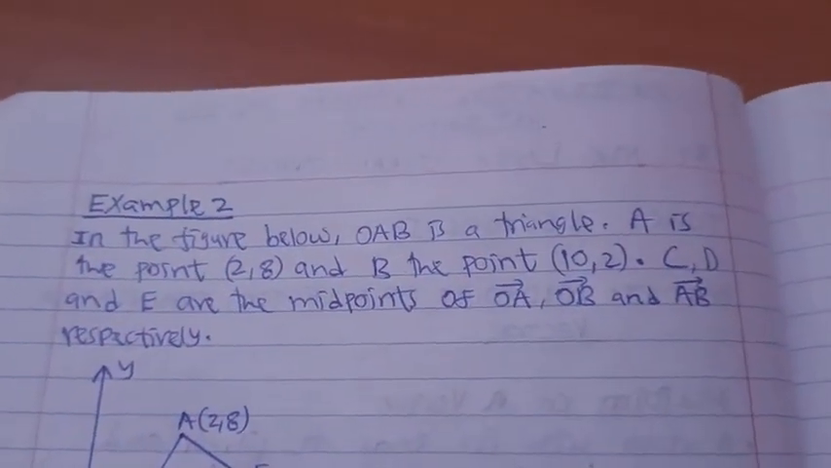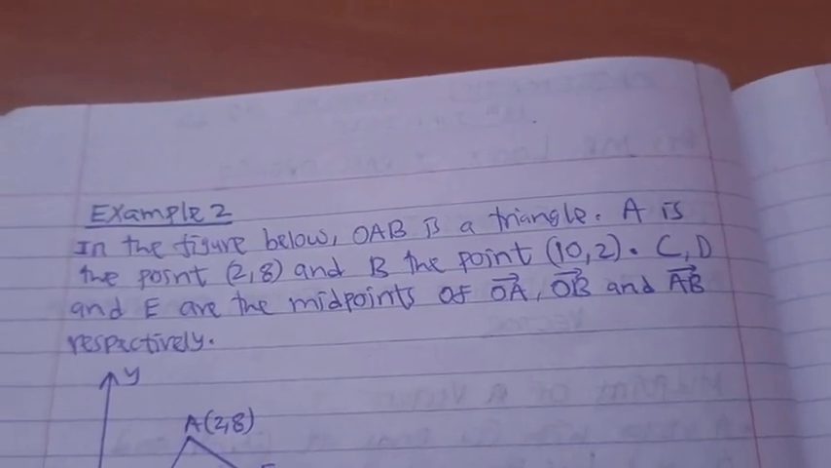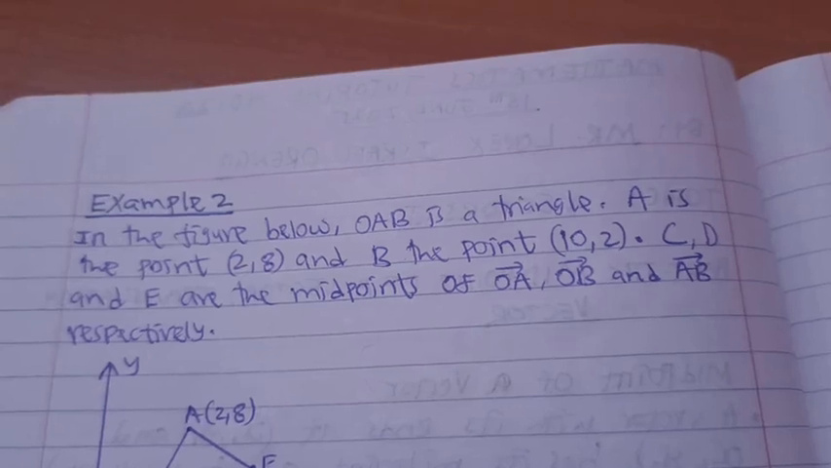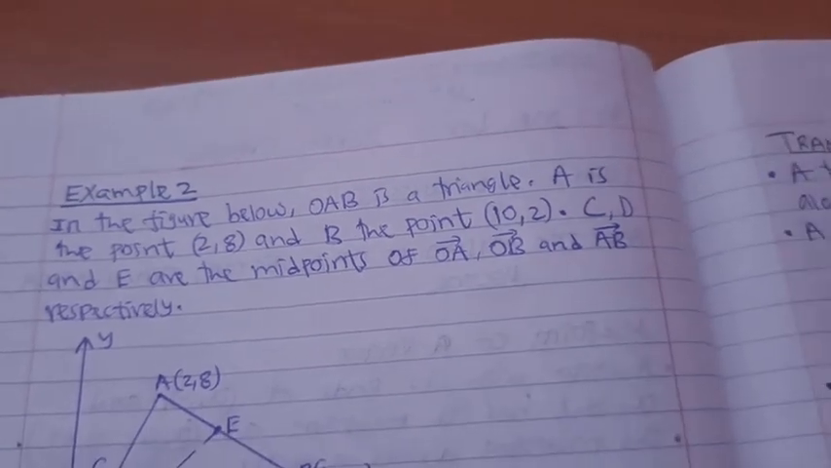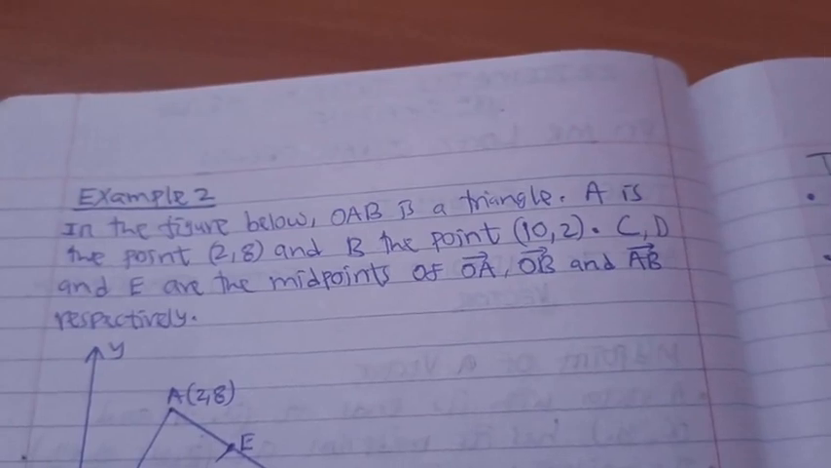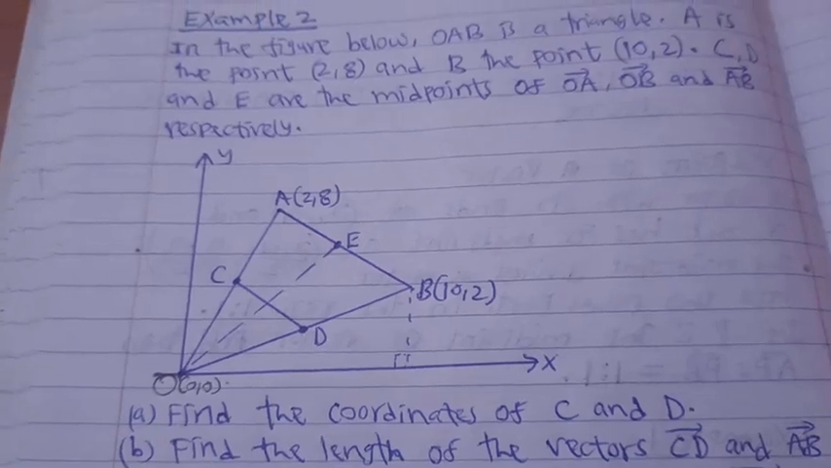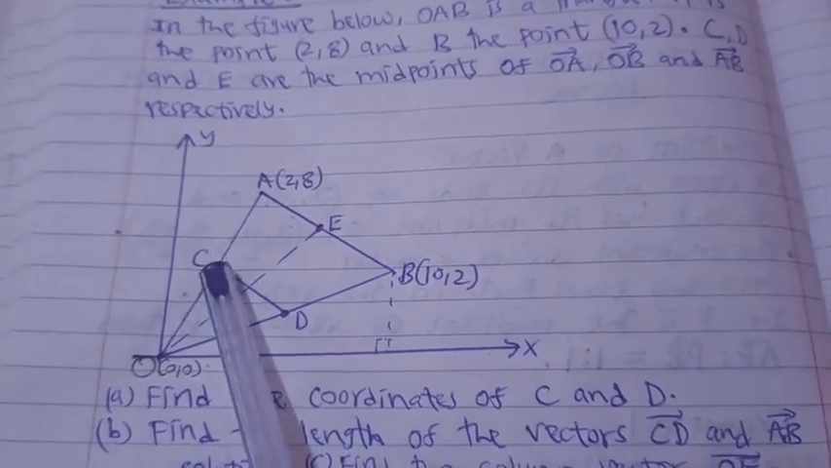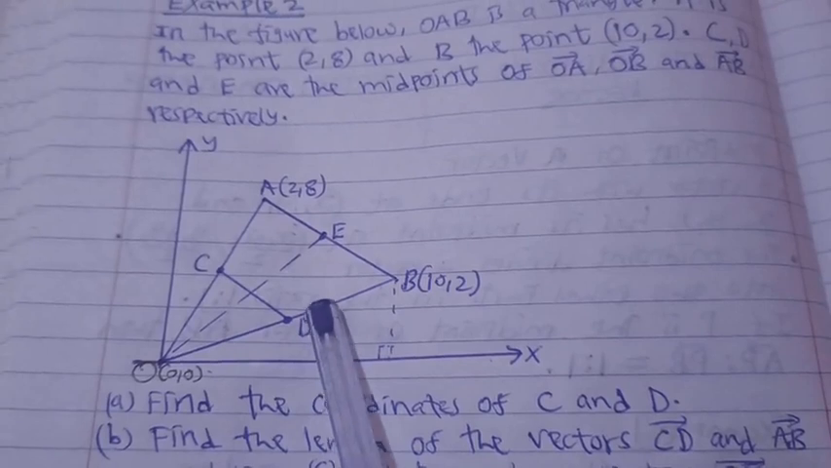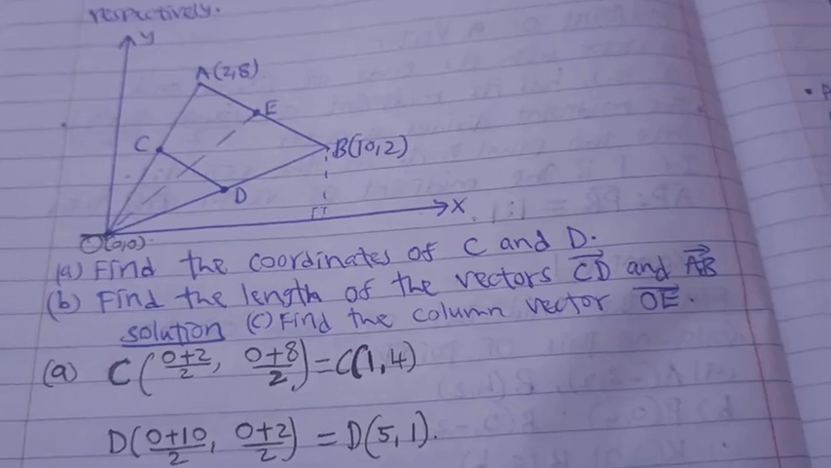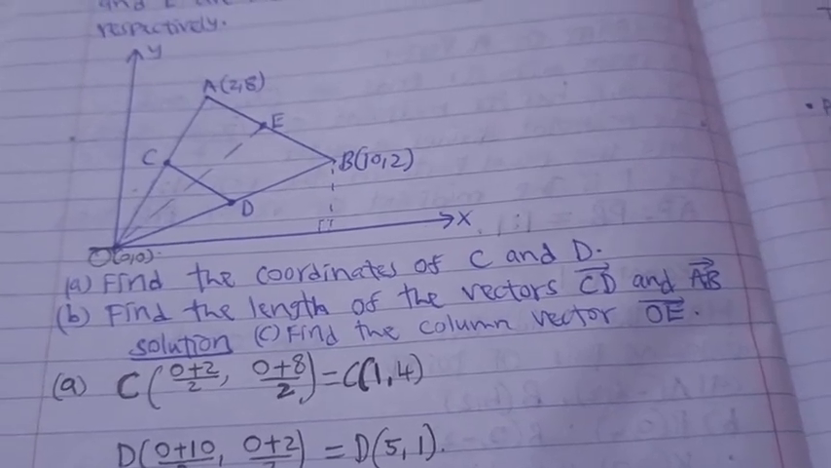Example 2. In the figure below, OAB is a triangle. A is the point (2, 8), and B is the point (10, 2). C, D, and E are the midpoints of OA, OB, and AB respectively. That is what it means: C is the midpoint of OA, D is the midpoint of OB, and E is the midpoint of AB. Now, find the coordinates of C and D.